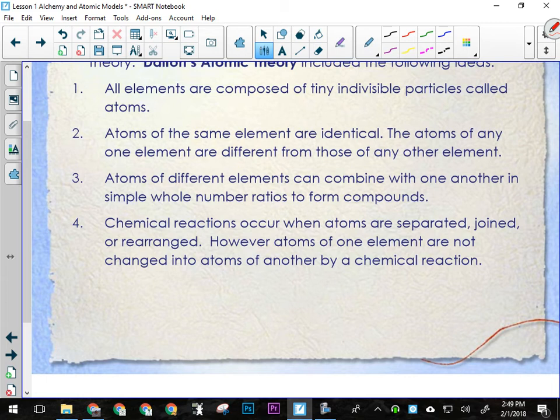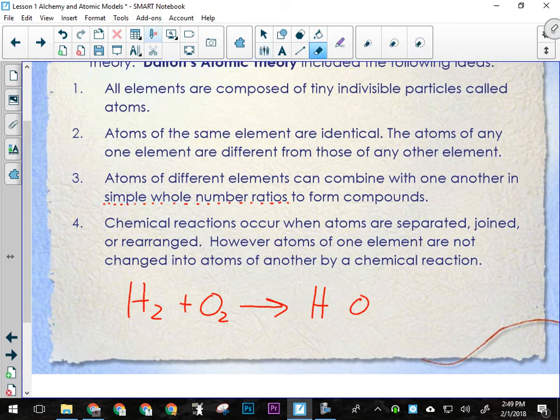The third point of the atomic theory talks about what happens in order to get compounds. In order to get a compound, two or more elements have to combine with each other. But they only combine with each other in simple whole number ratios. So if I had hydrogen gas reacting with oxygen gas, it's going to make water.